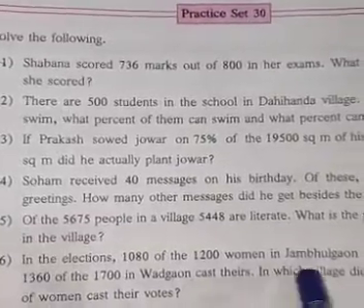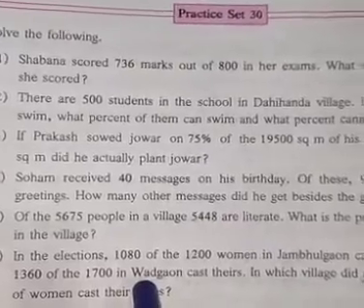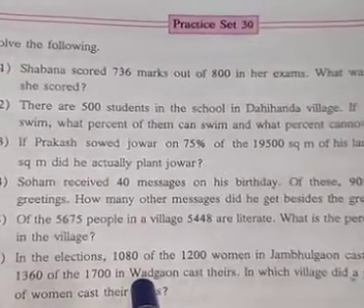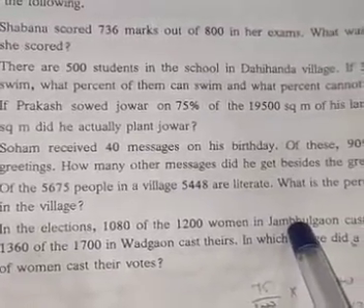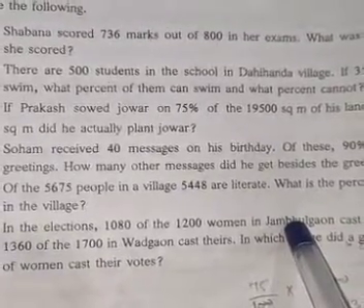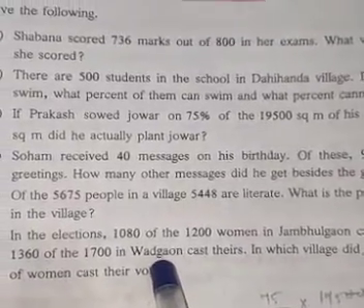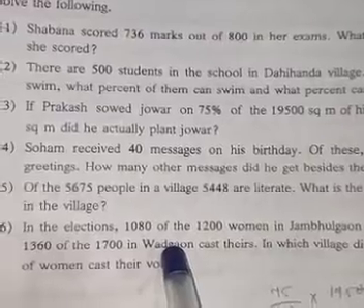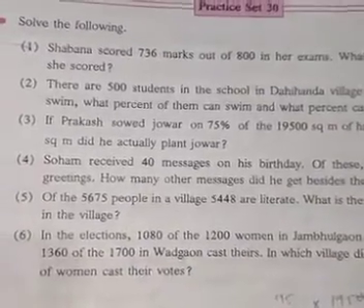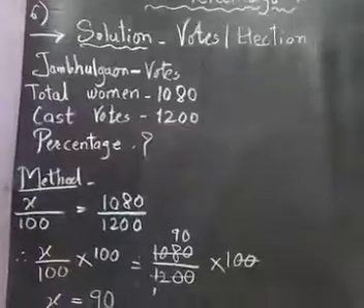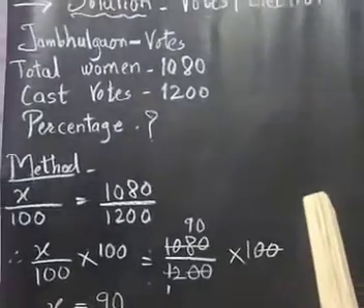Now here Jambulgaon and Vadgaon, 2 villages, information is given to us about elections, about how many women have given their votes. So we have to calculate the percentage of votes for Jambulgaon, also the percentage of votes for Vadgaon, and then find out which is greater by comparing them by proportion. Okay, so let us see this example on the board now. So see on the board, solution: votes or election.